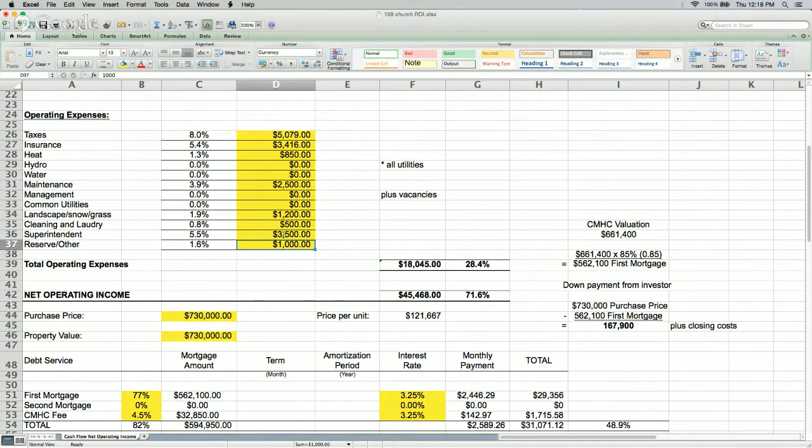They'll take care of cleaning out the coins and stuff from the laundry. And if you're diligent enough and you've got your systems really down, you can even have your superintendent help you fill vacancies.